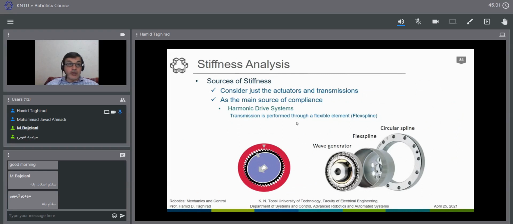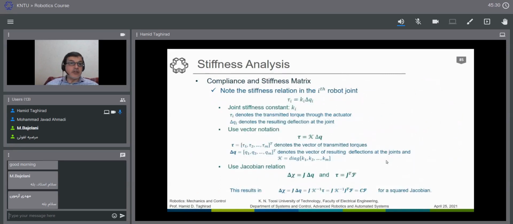and the control of harmonic drive systems. You can see that there is a flexible element here. So the joint is inherently flexible. You cannot get rid of that. And if you lock the system, if you don't move the system, and put some force or wrench on the end effector, this flexibility will give you some deflection. And how can we design this deflection?